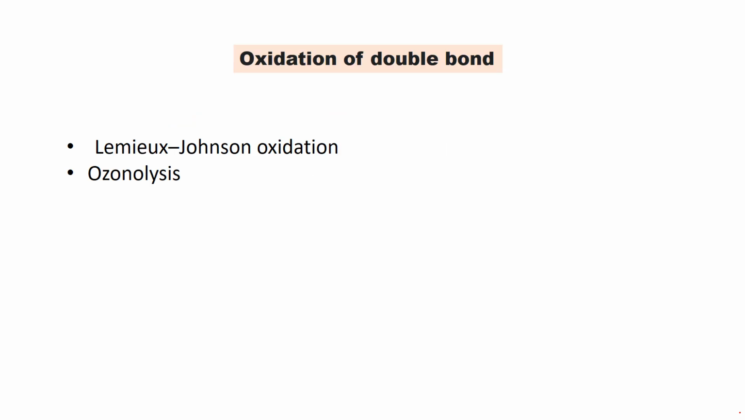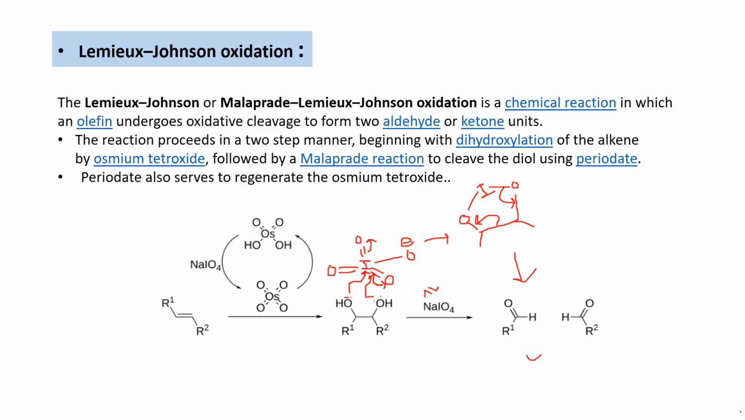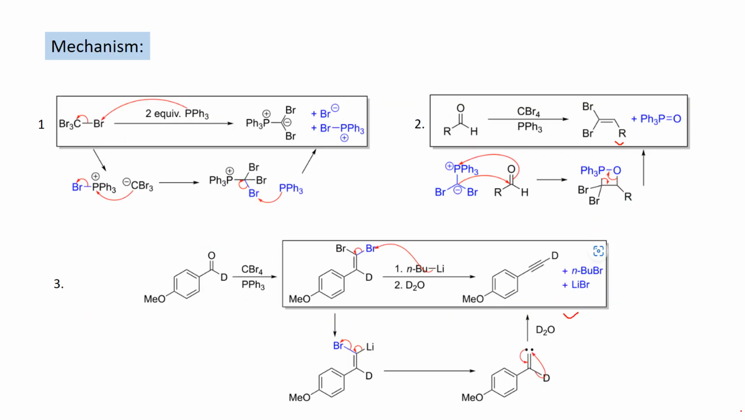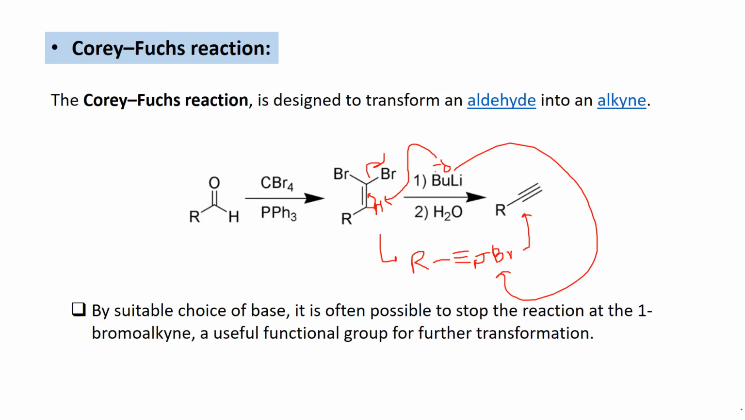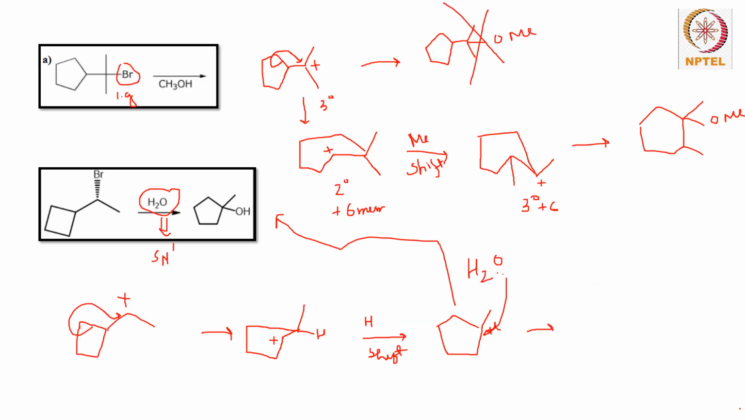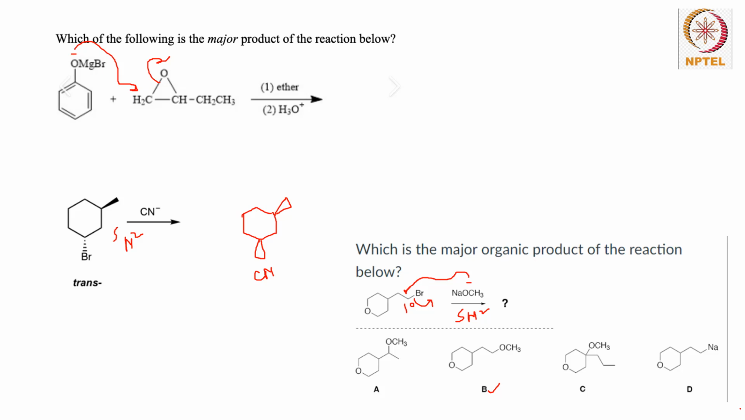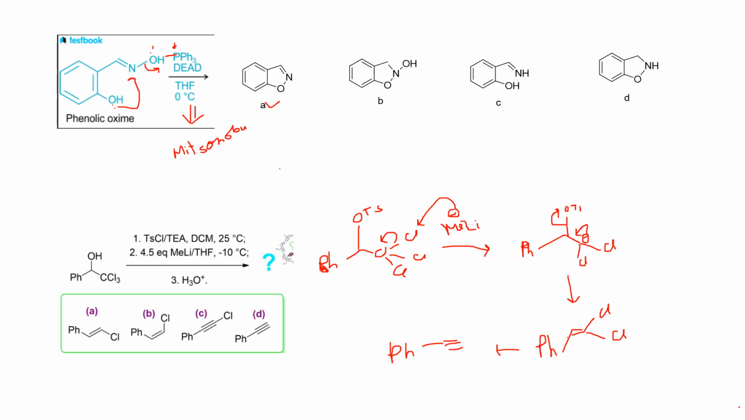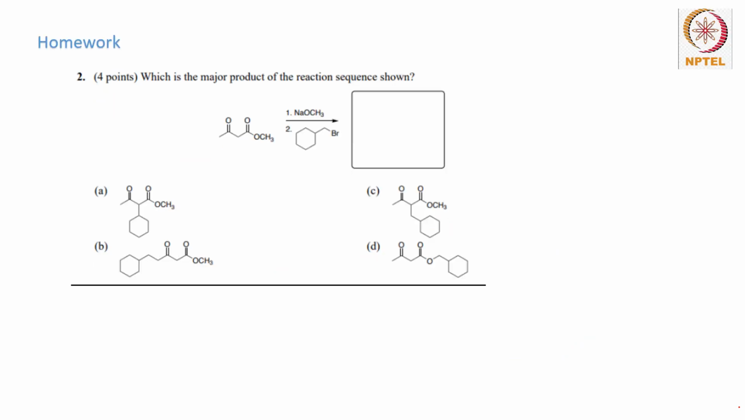Next we discussed these mechanisms. Then we discussed oxidation of double bonds. Two types of oxidation we discussed: one is Johnson oxidation, the second is ozonolysis. Then we discussed another type of reaction where we can generate an alkyne from an aldehyde. Then we solved some questions based on that. We also predicted the retrosynthesis of a compound and how we can apply known reactions to retrosynthesis. Then we solved two more questions. So this is the homework.